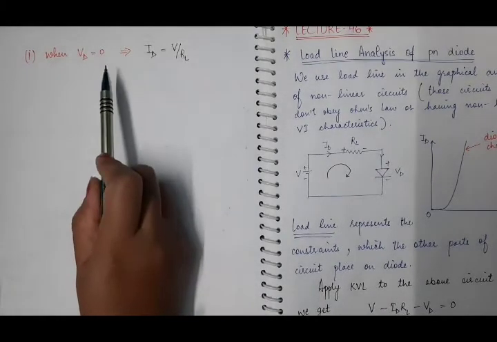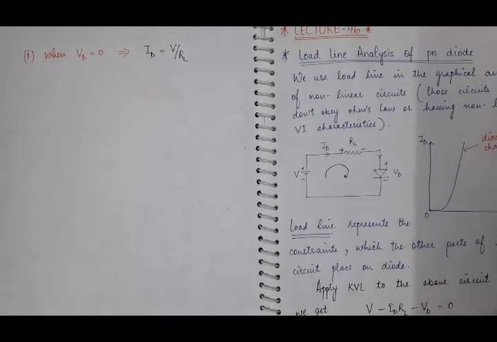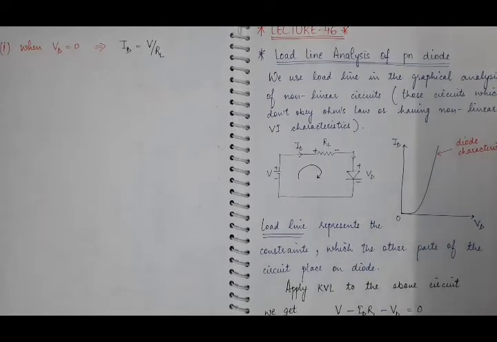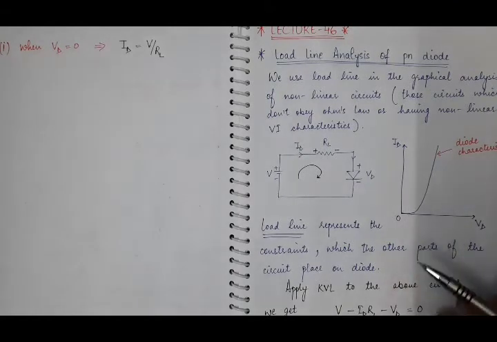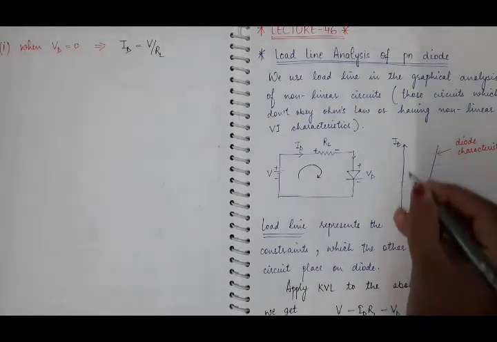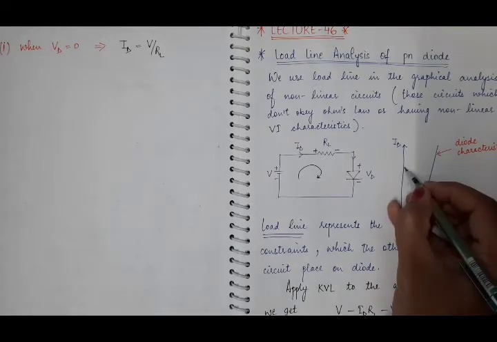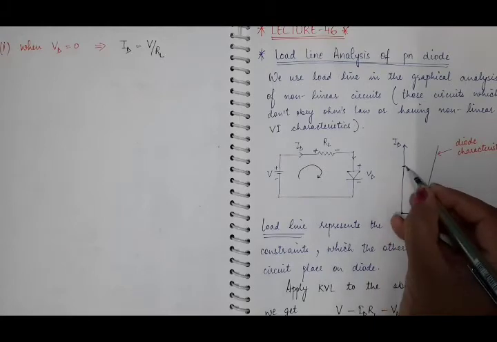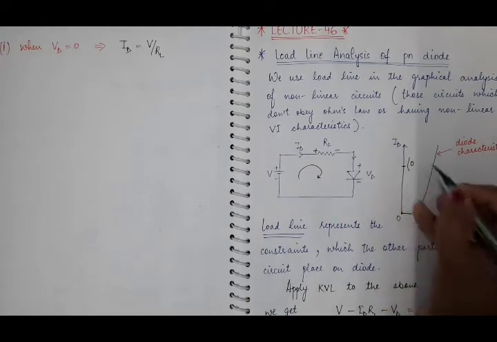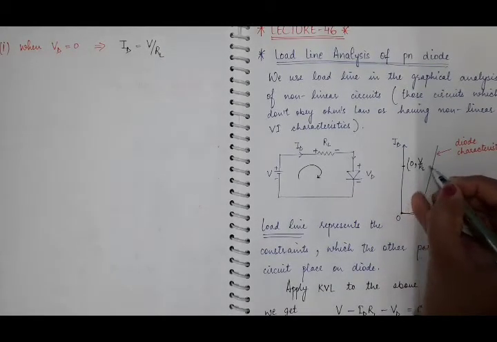So, how will you represent this point on the VI characteristics of the diode? VD is 0 on the y-axis. So at this point, VD is 0, and corresponding to VD 0, what is the value of ID? It is V by RL, some non-zero value. So suppose at this point, ID is equal to V by RL. So this is the point where VD is 0 and ID is V by RL.